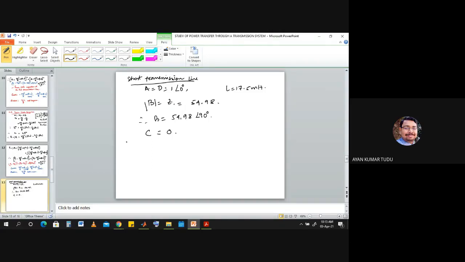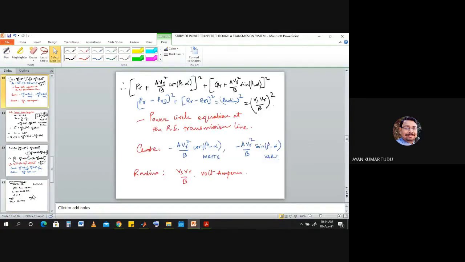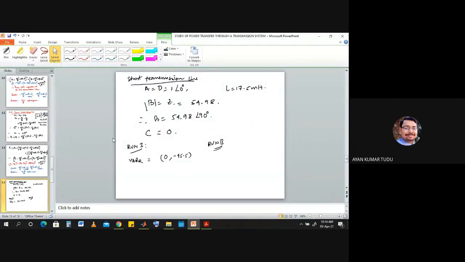Okay, so from this we can find out our centers for run 1 and run 2. One thing is clear in run 1: for the calculation of the receiving end circle, that is VAR R, the centers would be fixed. It would be coming around 45.5 if you solve this and put in the values of AVR square, whereas the radius would be coming out to be around 45.5.